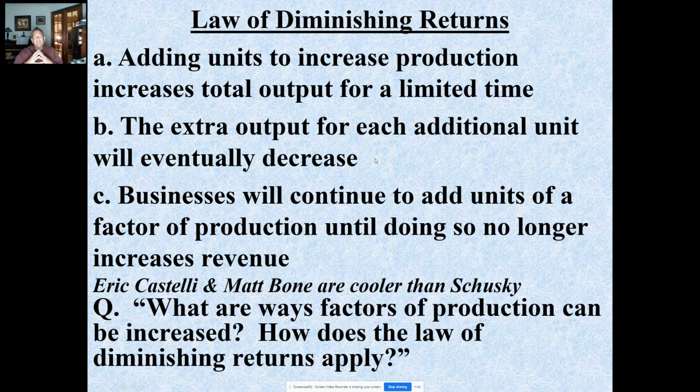Okay. And then lastly, we have sort of a corollary, a parallel, something that goes along with. On the demand side, we had law of diminishing marginal utility, right? You get sort of full. On the supply side, we have a concept called the law of diminishing returns.